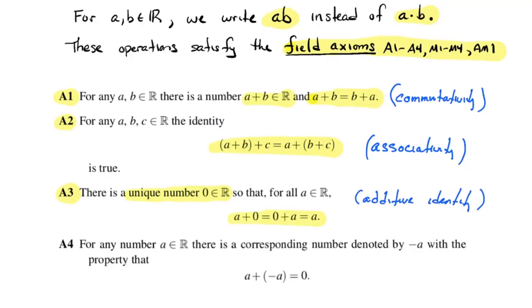Okay, and the fourth and final addition axiom is that for any real number A, there's some real number called negative A, or the additive inverse of A, that when you add it to A, you get the 0 element. So there's a corresponding number denoted by minus A, and from the above axioms, we could derive that minus A is actually unique given A. So that's called the additive inverse.